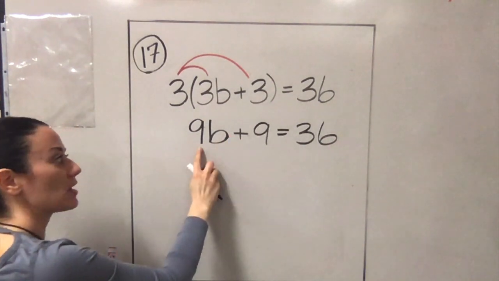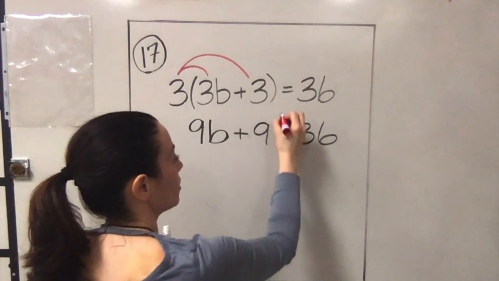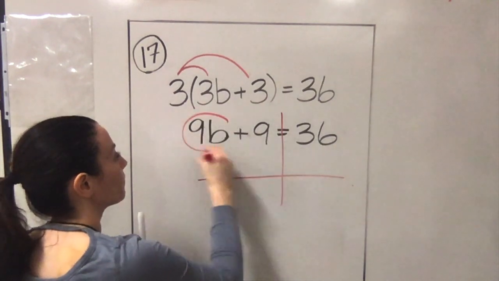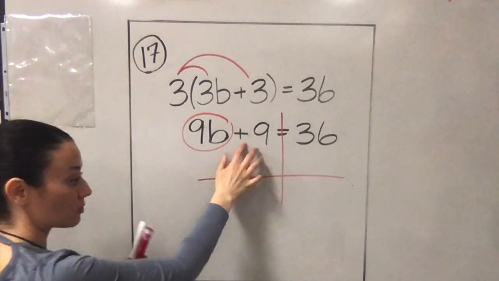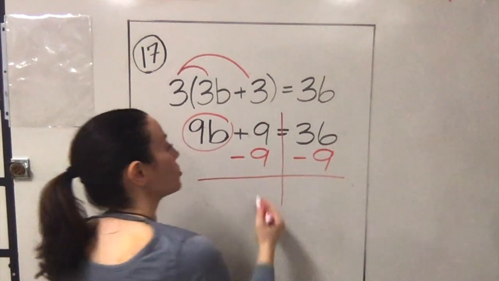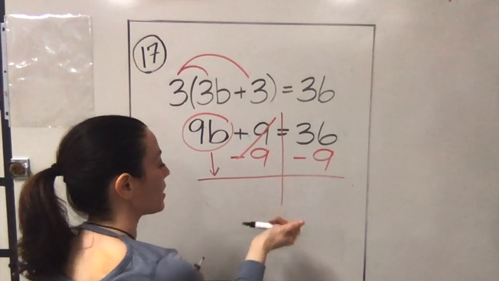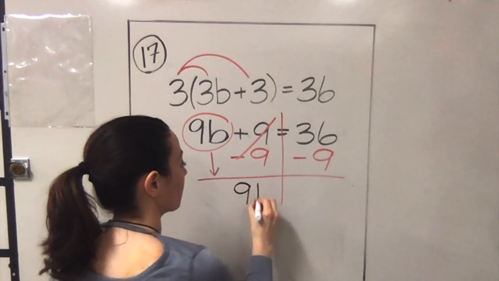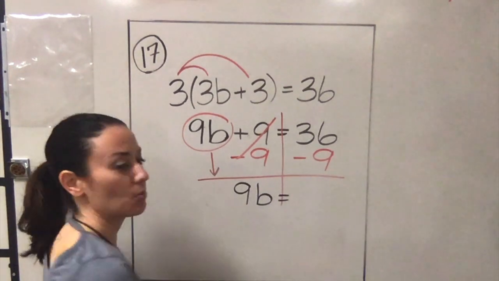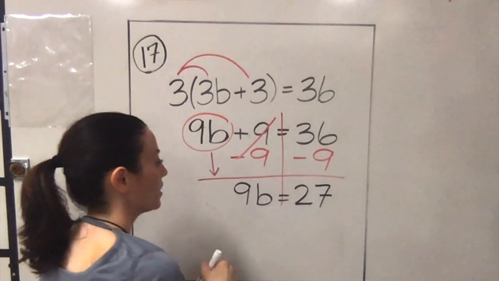So because now we have a 9 in front of the b, it means this is going to take 2 steps to solve this equation. So we're going to make a t. We can circle 9b. Look at the number next to it is positive 9. What's the opposite of positive 9? Negative 9. So positive 9, negative 9 makes 0. Bring down 9b. So 9b is going to equal 36 minus 9. What is that? We're just working with positive numbers here. It's 27. Good job. All right.